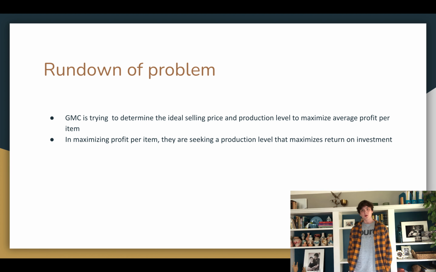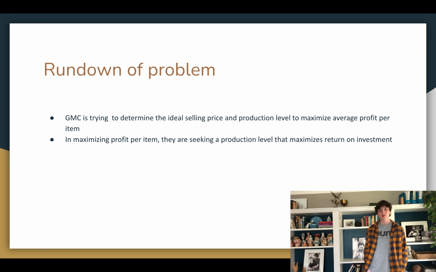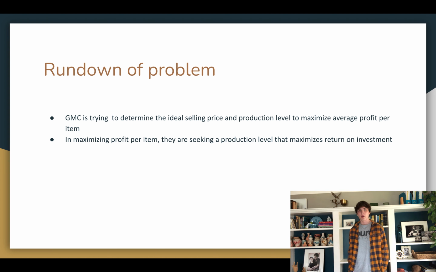Well, our problem here is GMC is trying to maximize their profit per item, trying to get the most bang for their buck in selling tablet computers. They're trying to determine what the best selling price and production level is to achieve this. So essentially, we're going to need to figure out how many we should be making in order to maximize our profit.